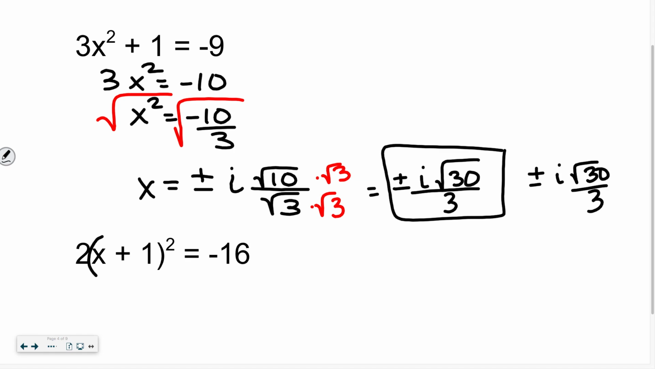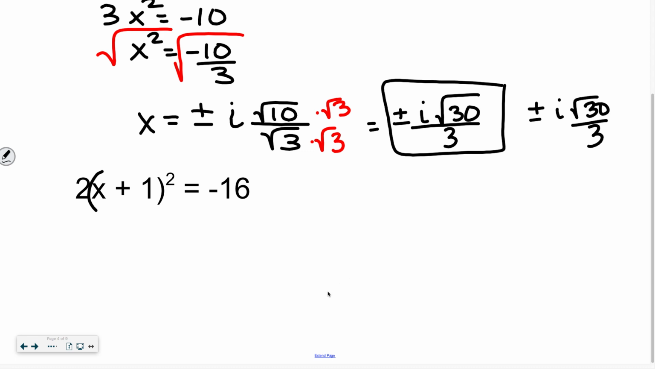How about this one? 2 times the quantity x plus 1 squared equals negative 16. See if you and your group can work together to get an answer.